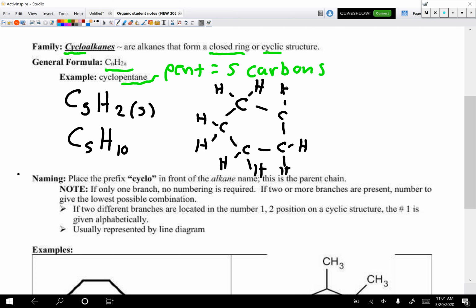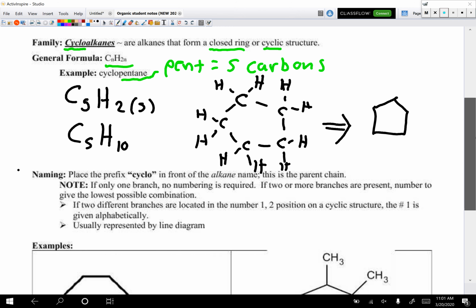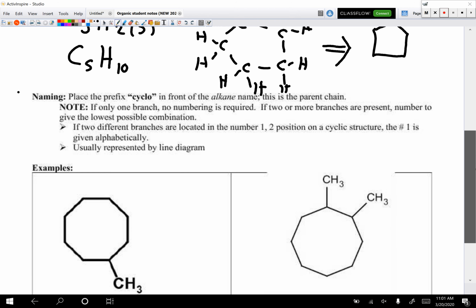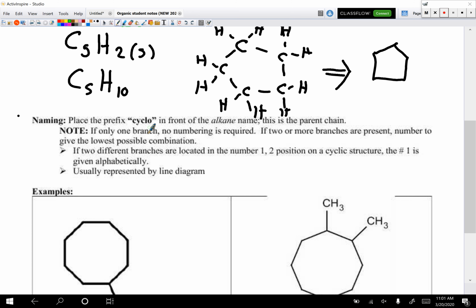Now, drawing these in a structural diagram is not a lot of fun. So normally we use line structures for our cyclic compounds, which would look something like a pentagon, or in this case it looks like a house. Either way, we can tell that we have 5 carbons enclosed in this cyclic structure. As we name these, we place the prefix cyclo in front of the alkane name. This tells us that it is in a closed ring.